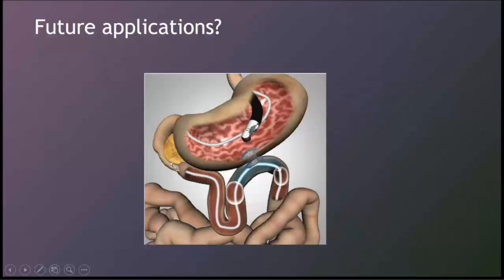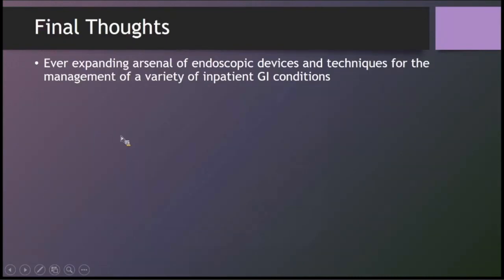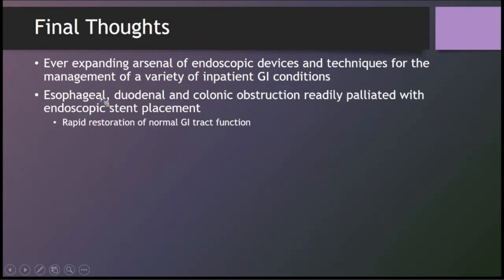Gastrojejunostomies. Here's the stomach. Here's the jejunum. Here's that duodenal obstruction we talked about. We can use that stent and connect the stomach to the jejunum and actually do a surgical bypass on patients. Last slide. So we've got just a really expanding arsenal of devices and techniques to tackle a lot of conditions.